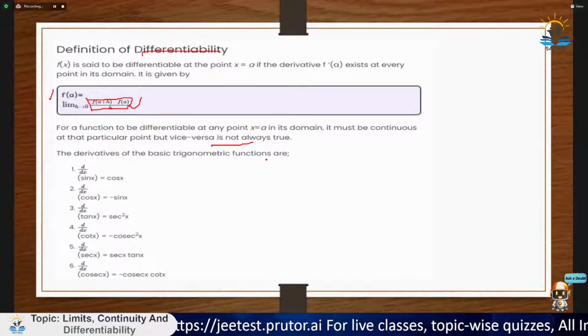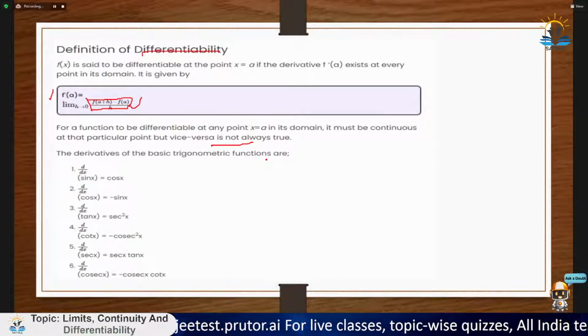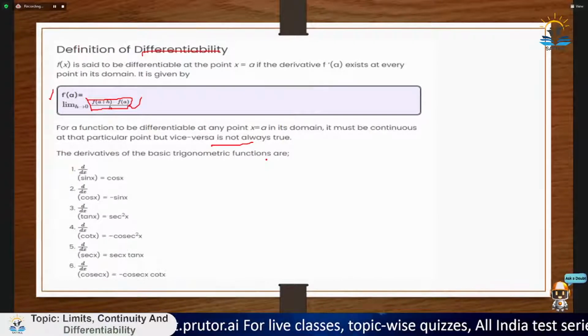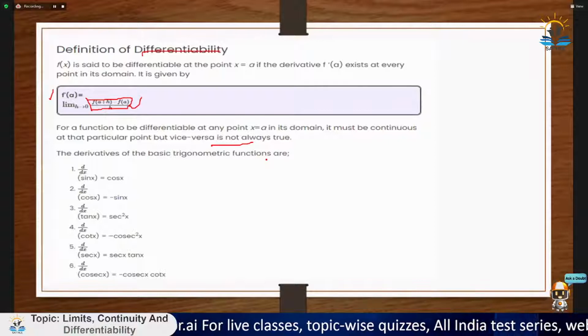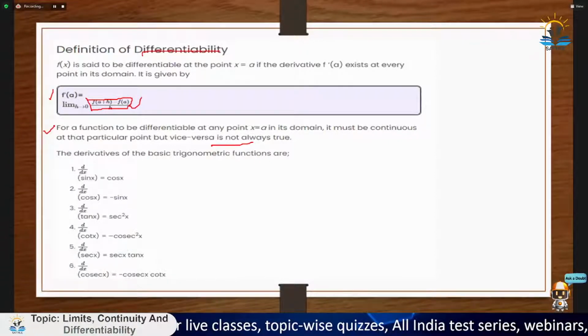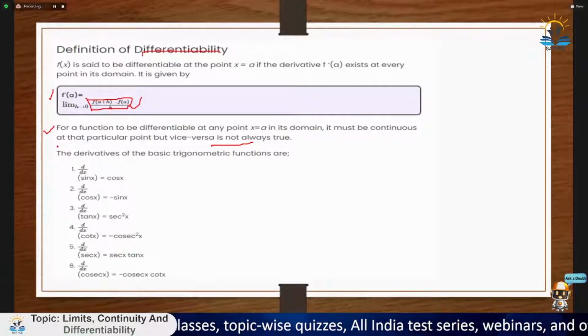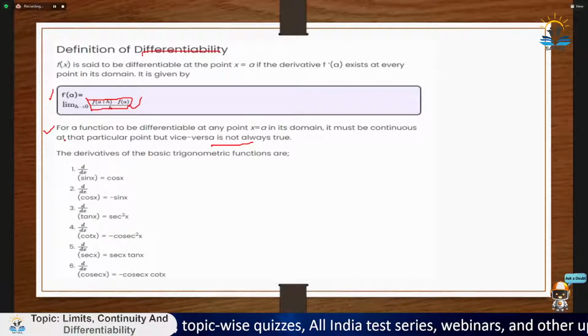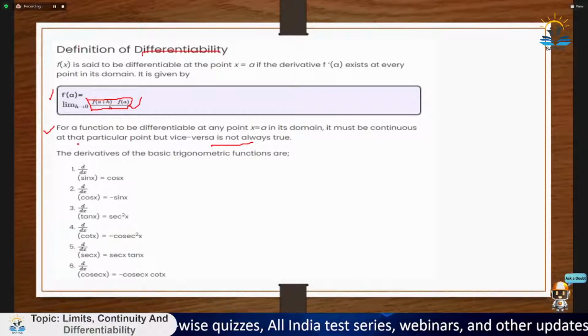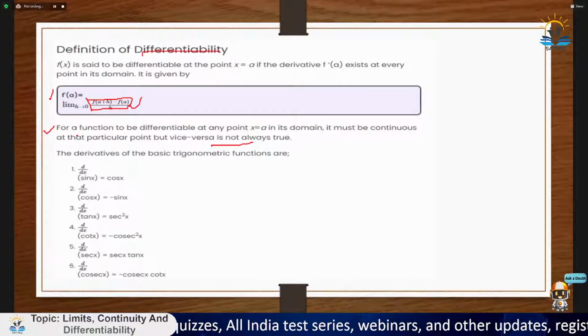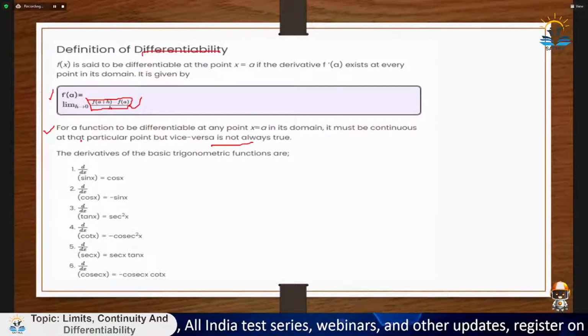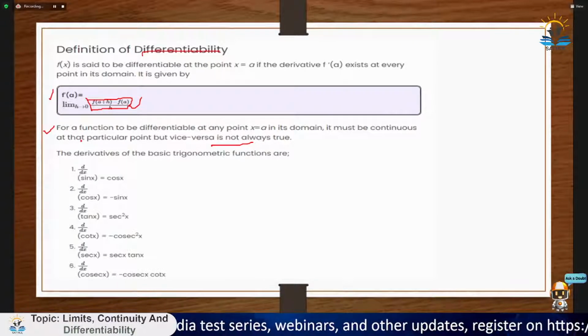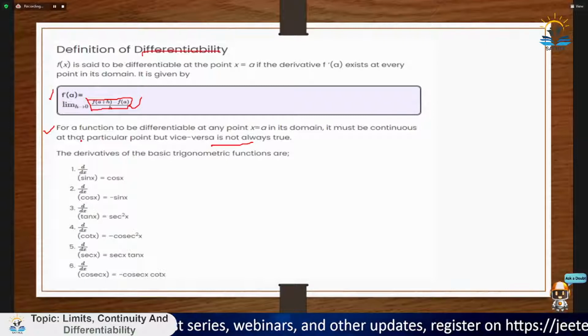So if a function is differentiable, then it is continuous. But if a function is continuous, it is not necessary that the function is differentiable also. Okay? So this is a very important thing, because sometimes it is asked in questions to tell if the function is differentiable or continuous or not. So if you check for differentiability first and you find that the function is differentiable, then you don't need to check for continuity, because differentiability automatically implies continuity, but the vice versa is not true.